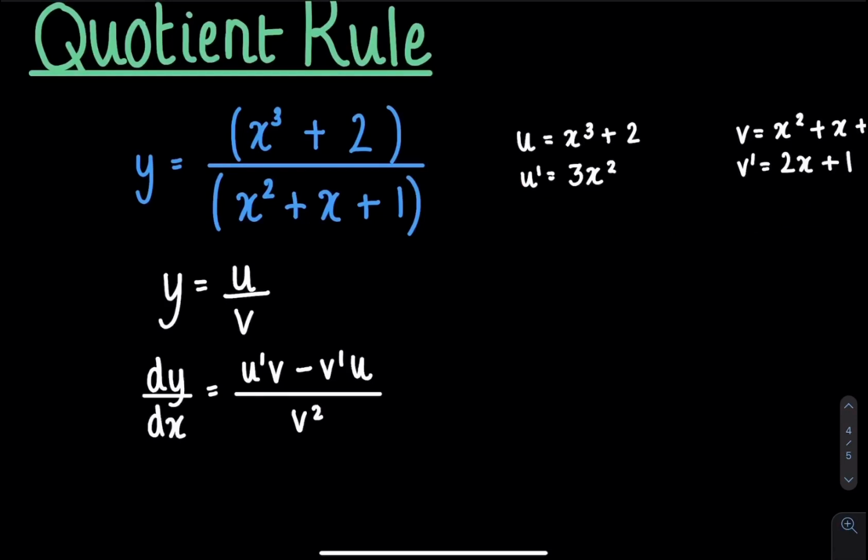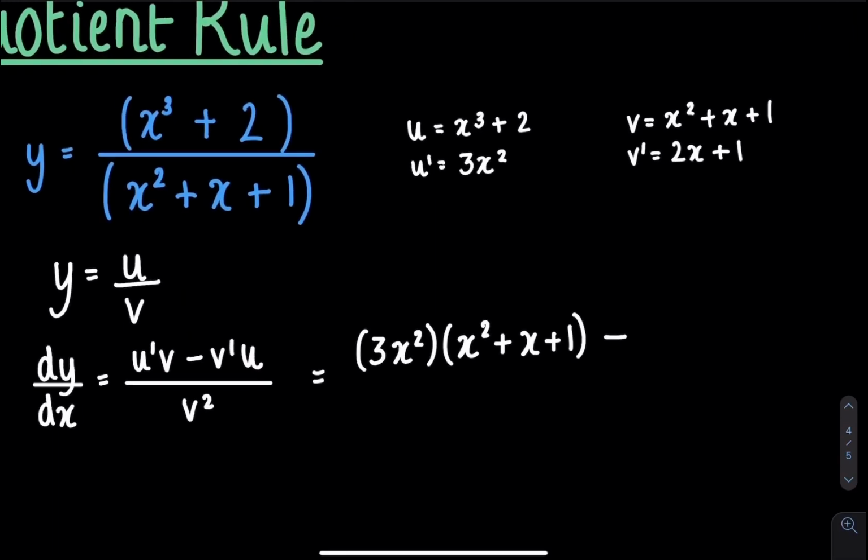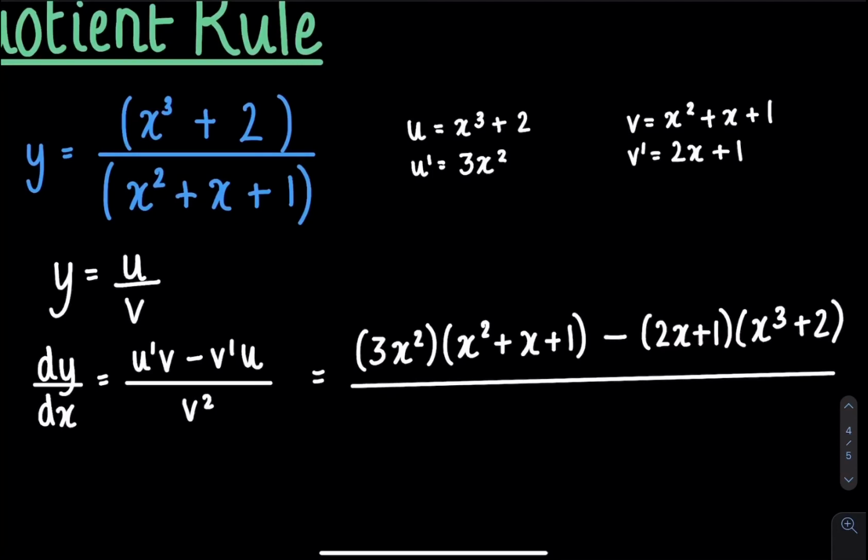So, in place of u dash v, I'm going to put 3x squared. So the top differentiated is 3x squared multiplied by the bottom, which is x squared plus x plus 1, minus the bottom differentiated, which is 2x plus 1, multiplied by the top, which is just x cubed plus 2, all over the bottom squared, which in this case is x squared plus x plus 1 squared. Then you can expand like we did before and simplify.